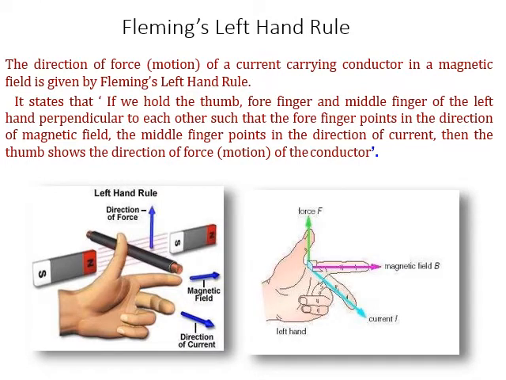Fleming's left-hand rule. The direction of force, that is the motion of a current carrying conductor in a magnetic field, is given by Fleming's left-hand rule. It states that if we hold the thumb, the forefinger and the middle finger of the left hand perpendicular to each other, such that the forefinger points in the direction of the magnetic field, the middle finger points in the direction of current, and the thumb shows the direction of force or motion of the conductor.